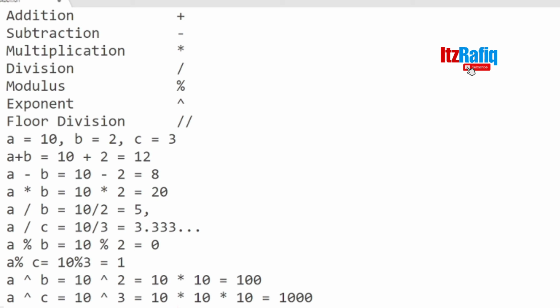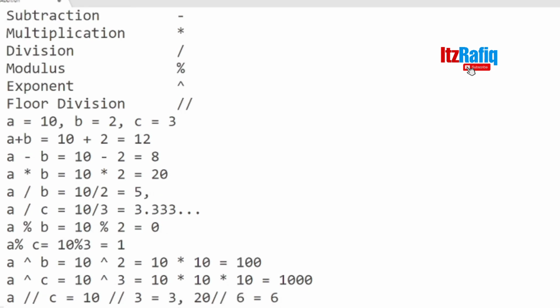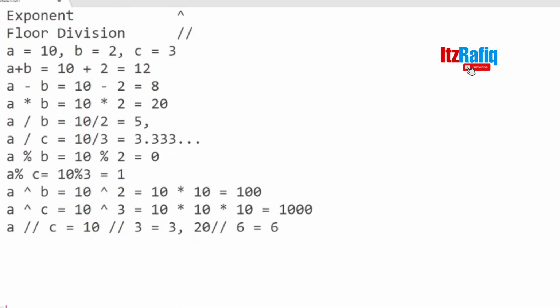Suppose we have another example, 20 floor divide 6. Here while we are dividing 20 by 6, the answer will be 3 point something, isn't it? 6 threes are 18, then point something, but the answer will be only 3. We'll skip the decimal part. So this is how the arithmetic operators work.